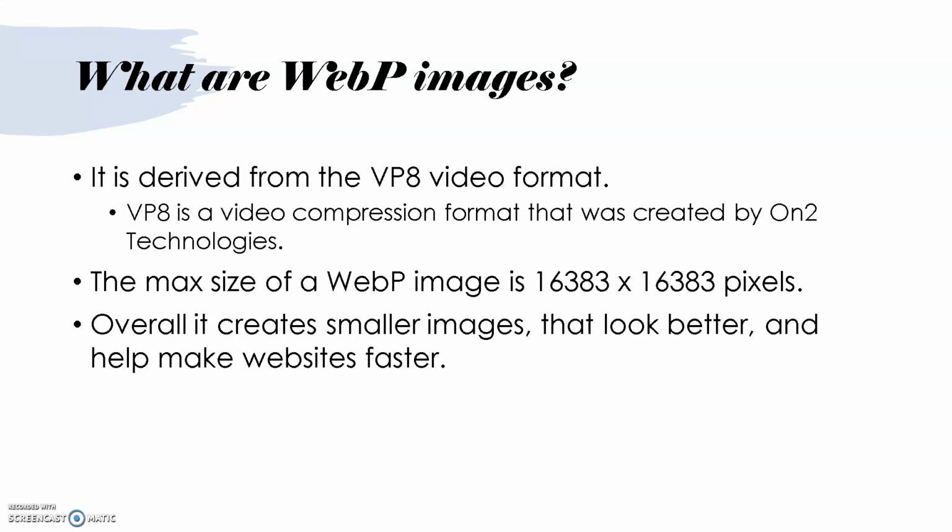The max size of a WebP image is 16,383 by 16,383 pixels. Overall, it creates smaller images that look better and help make websites faster.